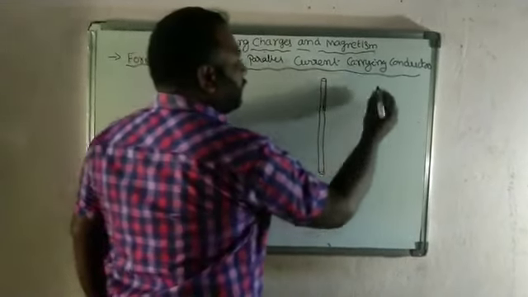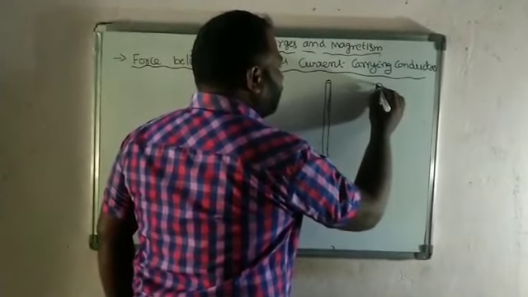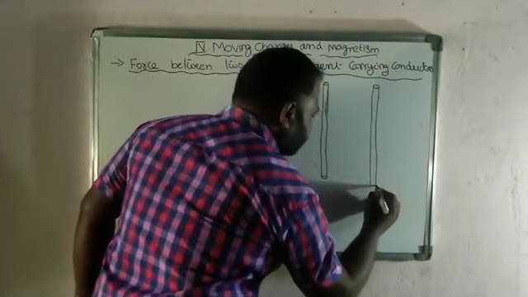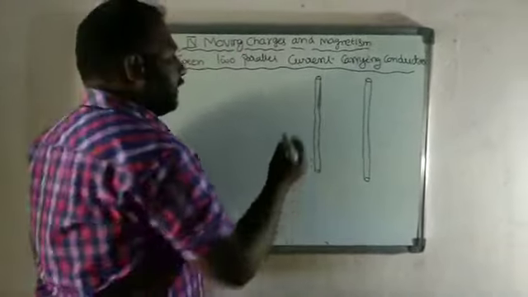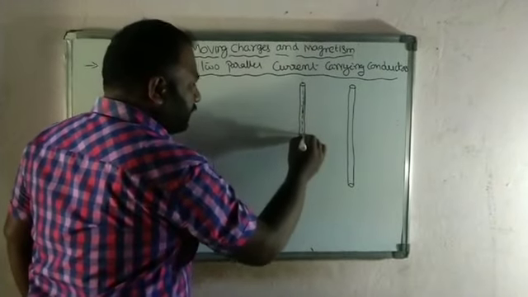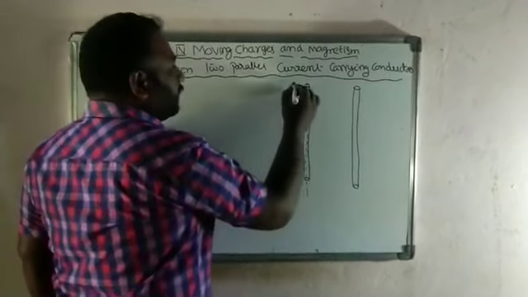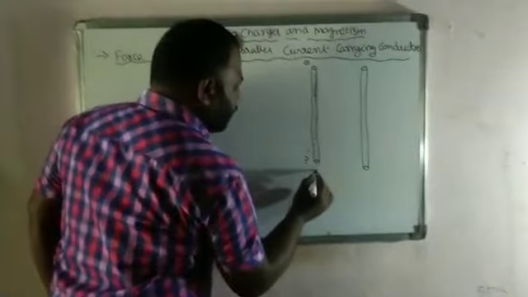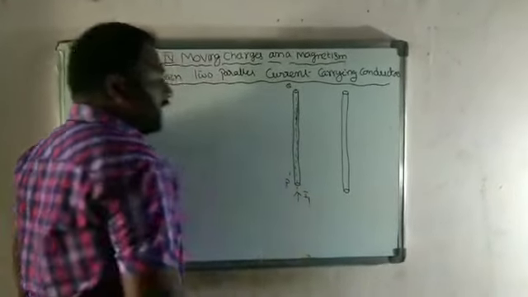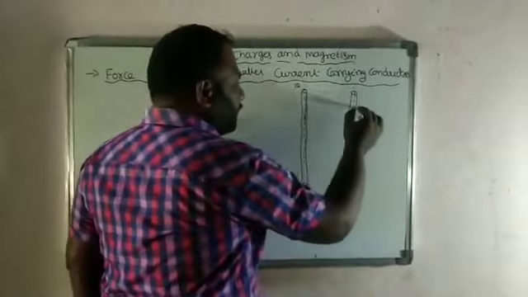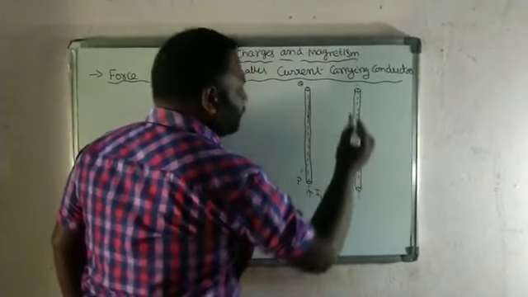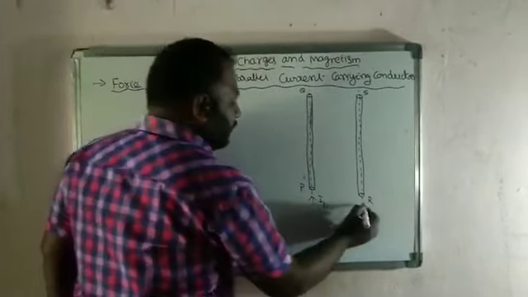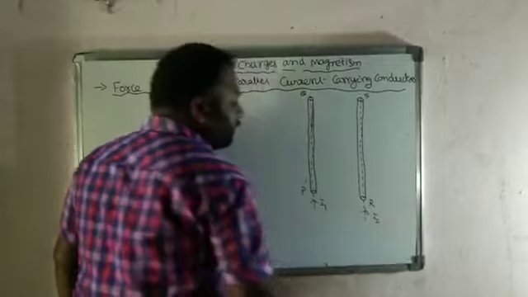This is conductor 1, and here is another conductor which is parallel to it. So these are the two parallel current carrying conductors. Here conductor 1 is represented with PQ. Through this conductor the current can be taken as I1, and similarly this is the second conductor, RS, and the current flowing through it is taken as I2.